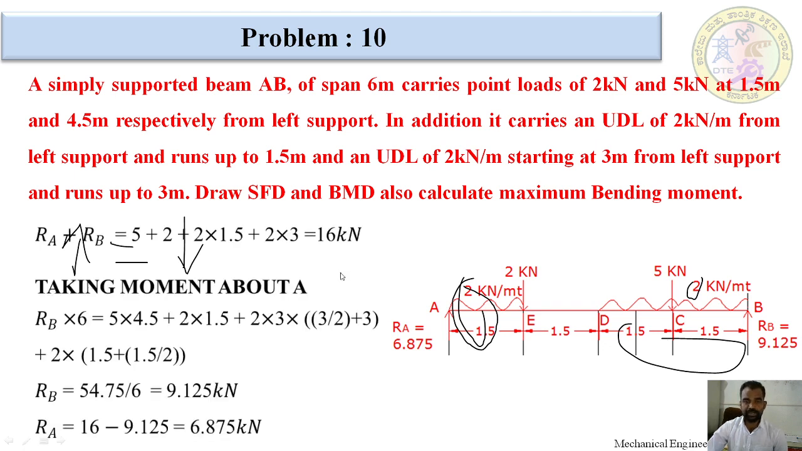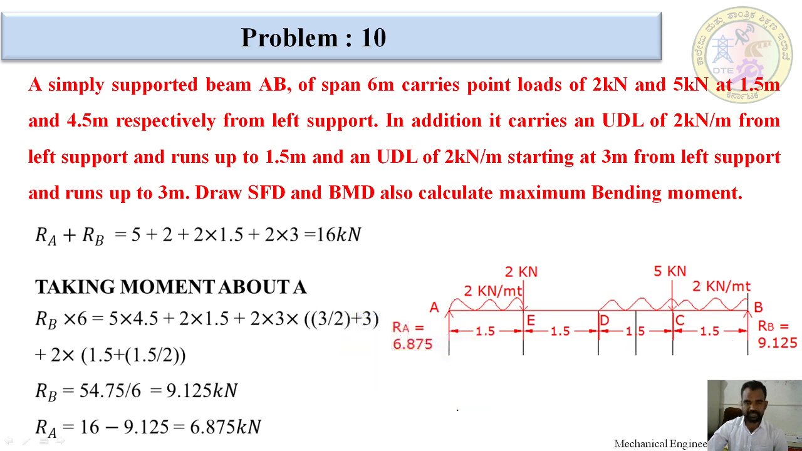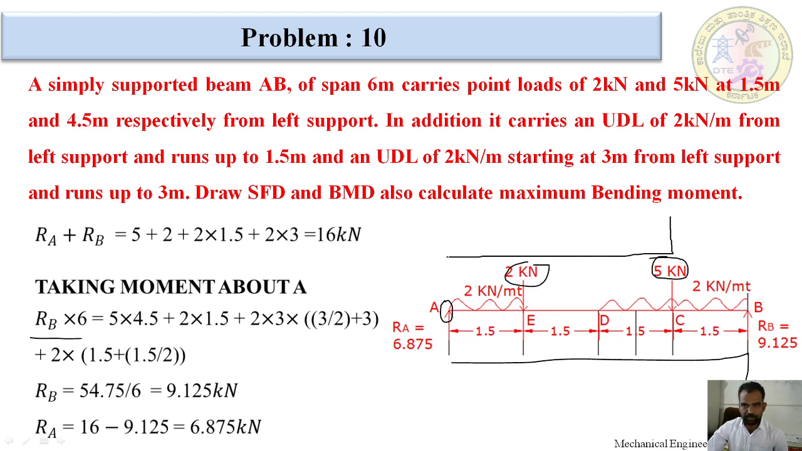After that, we are going to start with calculation of RB individually with the help of moments. I am taking the moment at point A. Upward force RB into 6 and the other upward force RA into 0, which is 0 only, is equal to the sum of the downward loads. First I am going to calculate only the point loads. The first point load is 5, at a distance of 4.5. Next, another point load is 2 into 1.5.